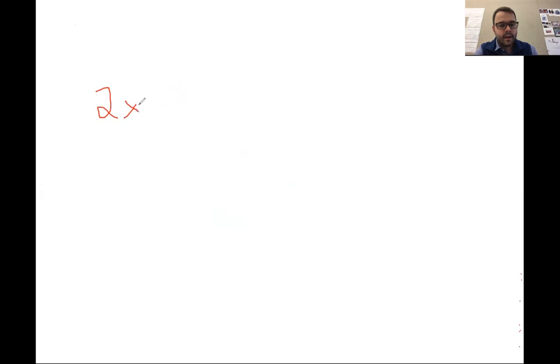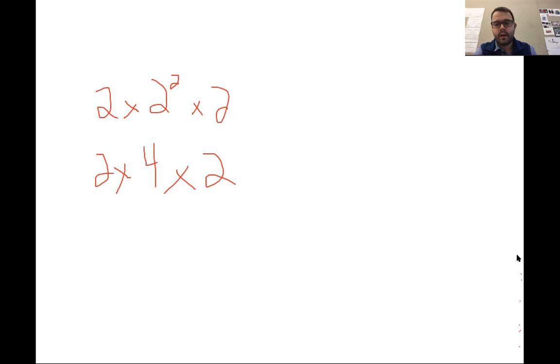times k. K is 2 to the h power, which is 2 times 2. So first thing we have to do is evaluate our exponent here. That's 2 times 2, which is 4. And then you have this 2 times 4 is 8 times 2 is 16. All right, so now I have a longer expression.